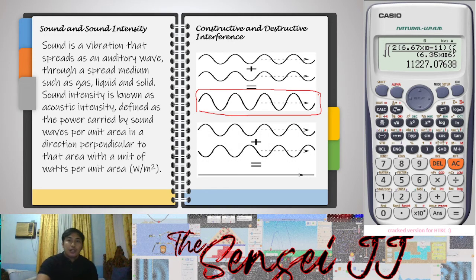While on our destructive, from the word itself, they negate each other. So the first one is the crest, then the trough, and then the crest again. Now this one is a trough, crest, and trough. Since they are of the same value but different in directions, they are just going to negate each other. So nothing will be happening in here. It's either painful to the ears, no harmony at all, or it's just plain sound production. Okay?